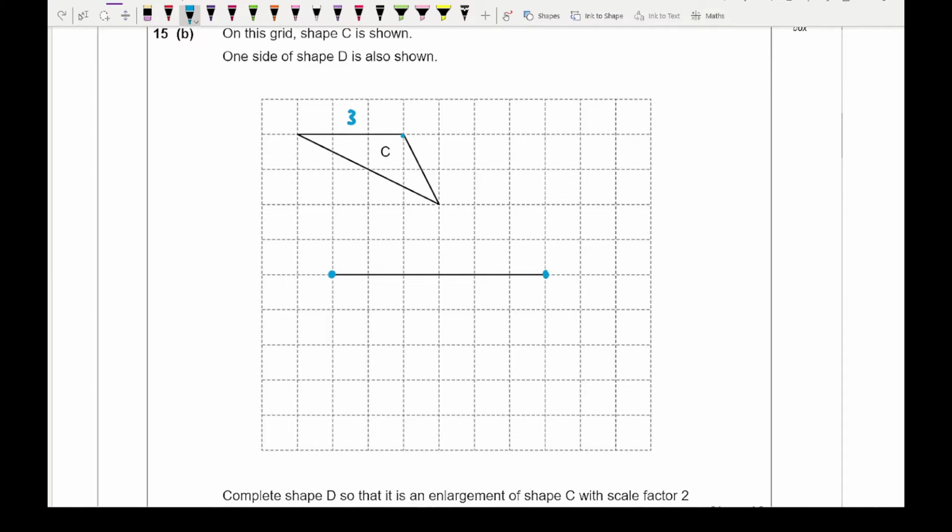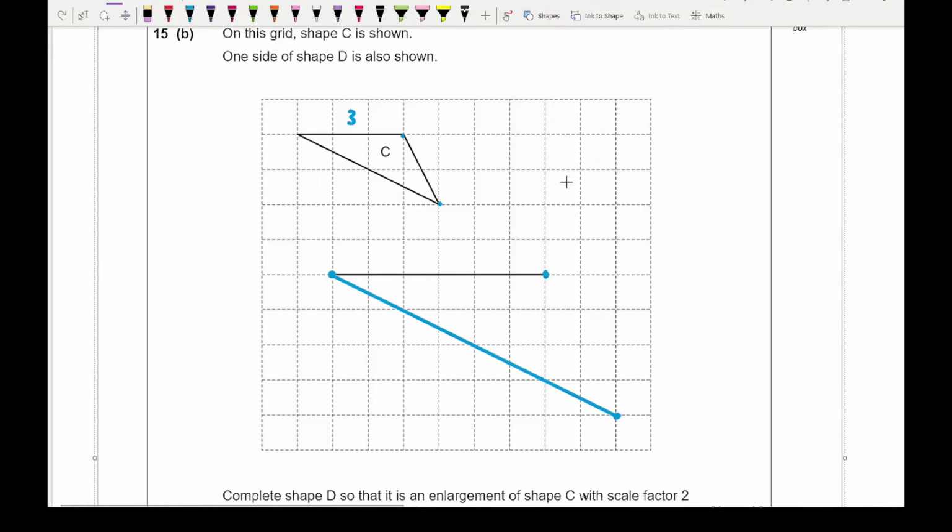And to get from this point to this point, I need to go across 1, down 2. So doubling that, I need to go across 2 and down 4. So the new point there is going to be there. So then all that's left for me to do is use a ruler to join those points up. And that's that one there.